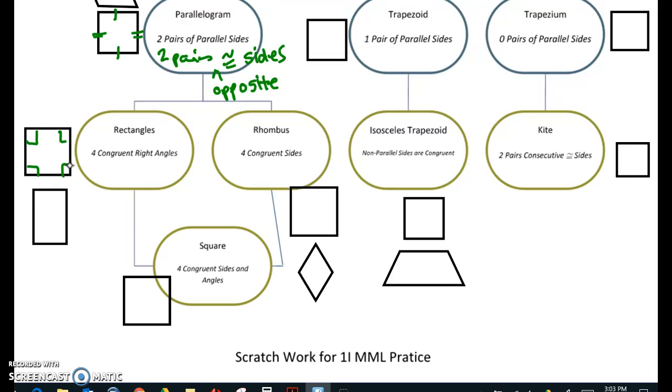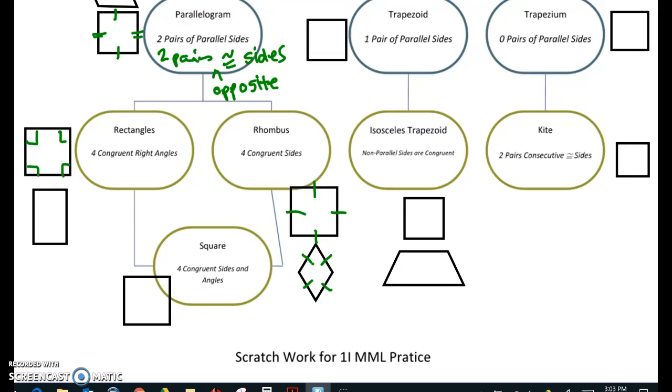A rhombus, on the other hand, has four congruent sides. So a rhombus we would mark like that to show it has four congruent sides. You guys are probably used to seeing something like a diamond for a rhombus. Guys, do not use the word diamond. Diamonds are lovely, sparkly things that girls put on their fingers and in their ears. They are not geometric figures. A rhombus is a figure with four congruent sides.